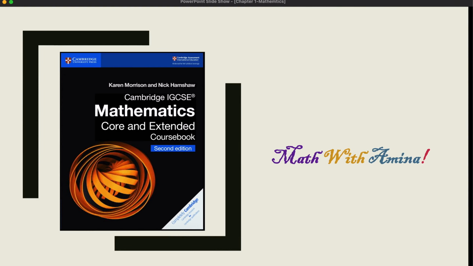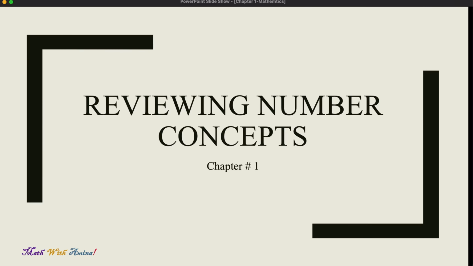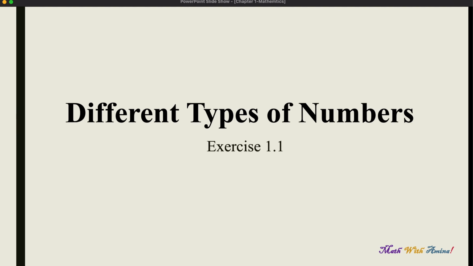Today we are going to start with chapter 1, reviewing number concepts. In this chapter we will revise different types of numbers like natural numbers, whole numbers, integers, fractions, prime numbers, square numbers, and more. This is an important foundation because understanding these types of numbers will help you with almost every topic in mathematics. The very first exercise in this chapter is called different types of numbers. We will go through each part carefully, step by step, and solve the questions exactly as they appear in the book. Let us start with the very first question and solve it together.